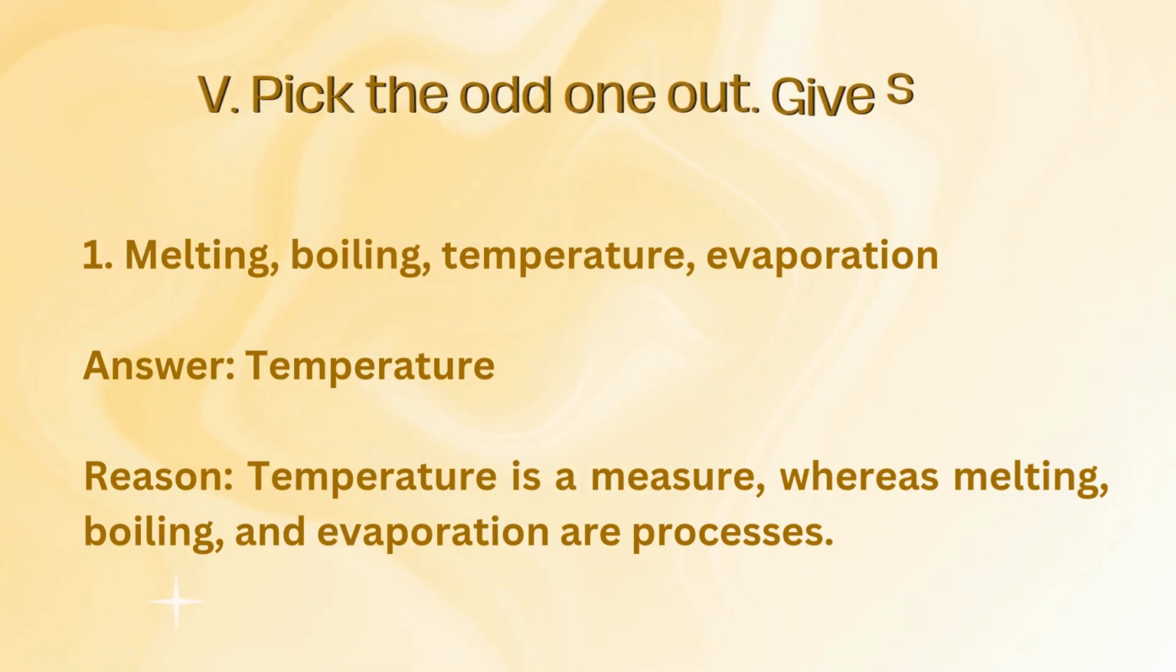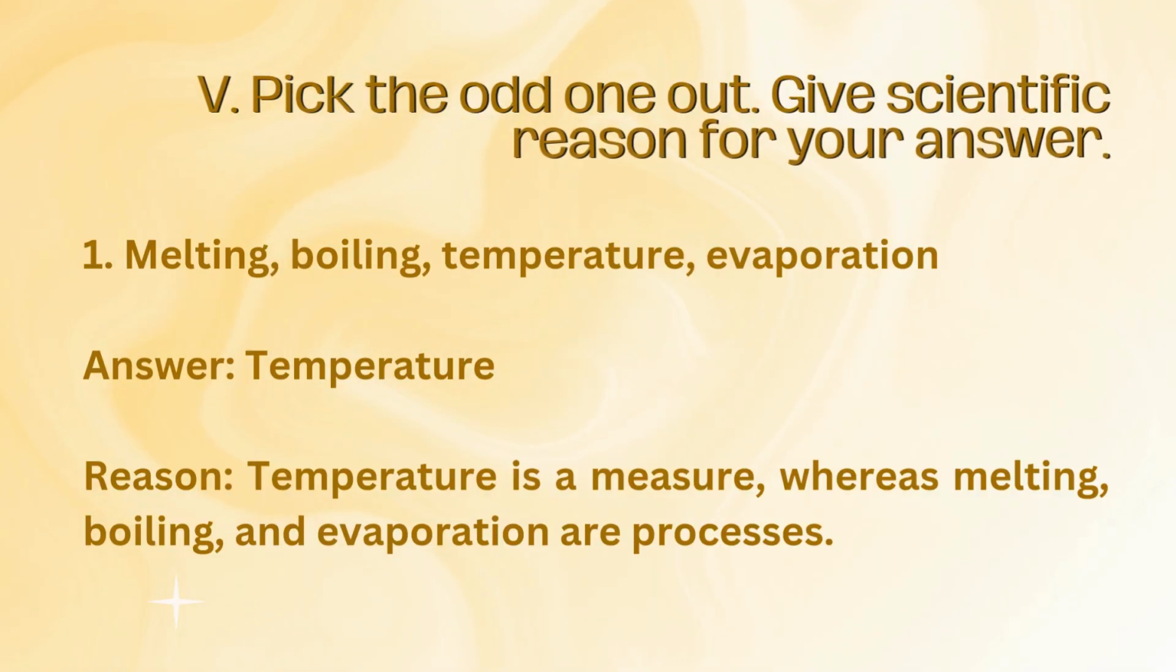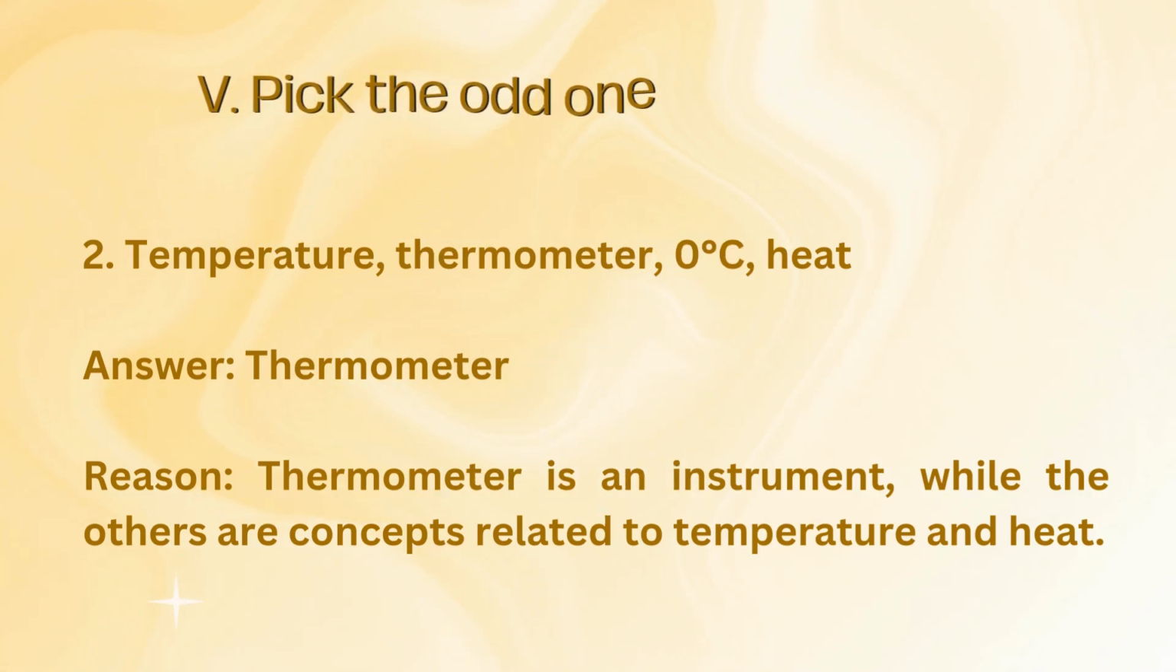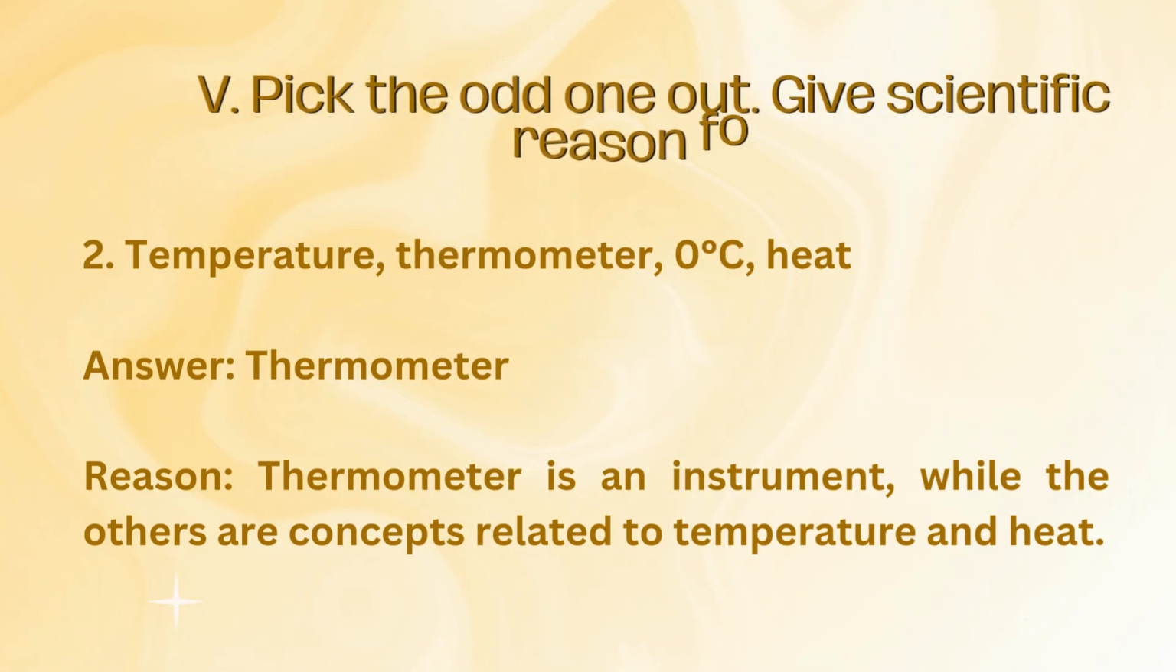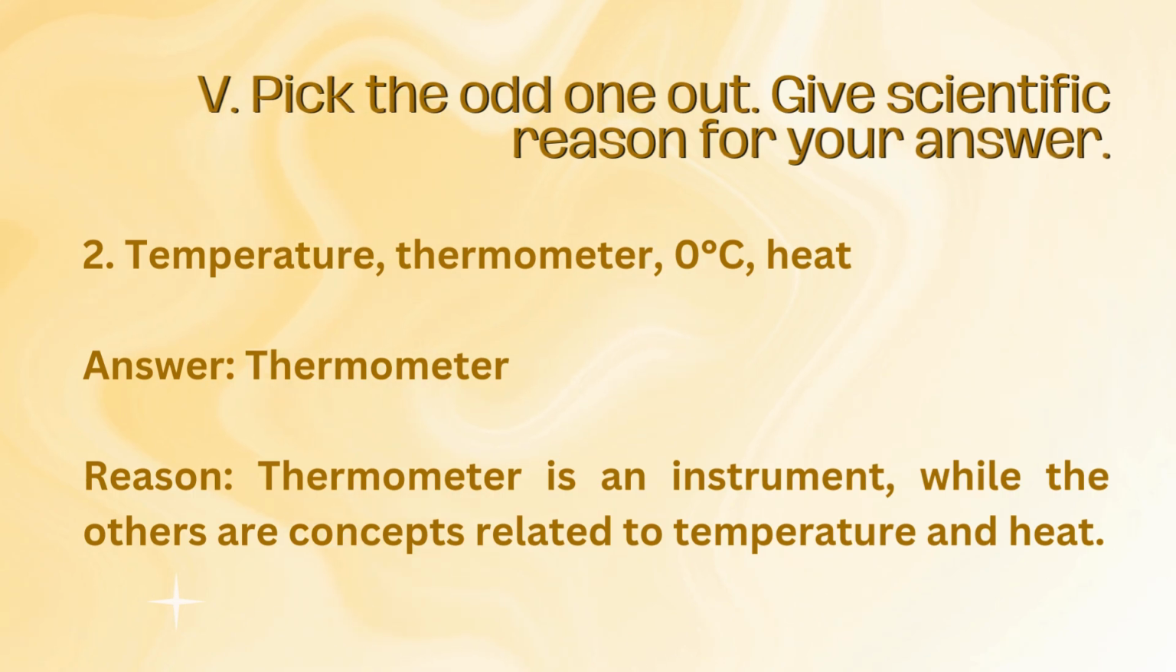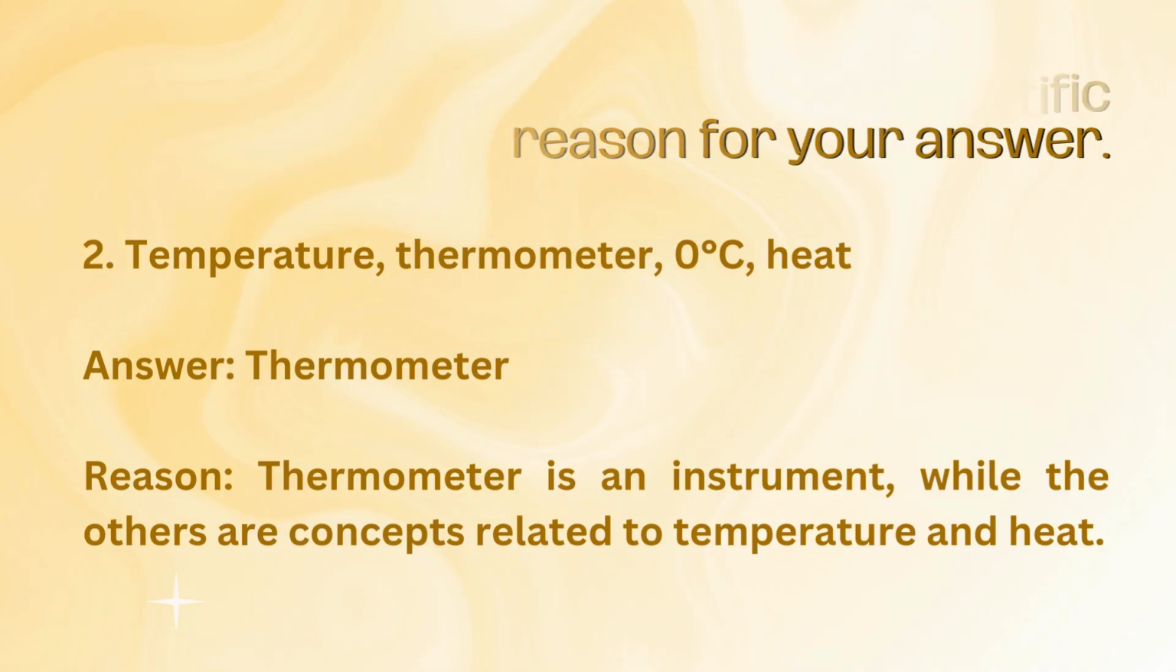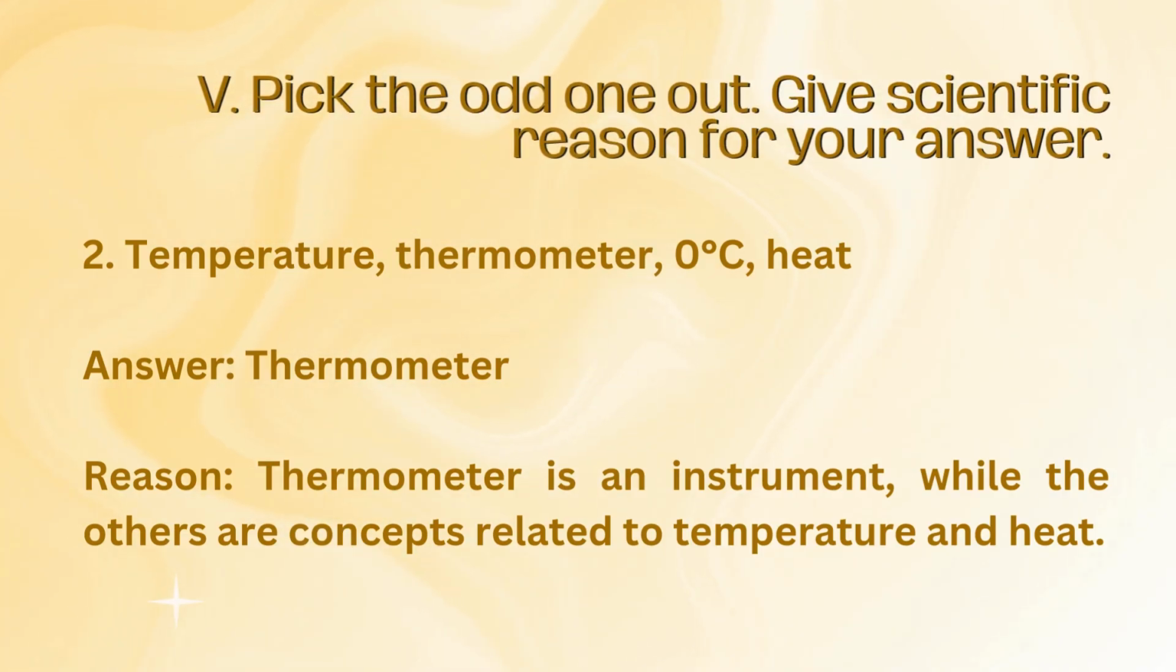Reason, temperature is a measure, whereas melting, boiling, and evaporation are processes. 2. Temperature, thermometer, 0 degrees Celsius, heat. Answer, thermometer. Reason, thermometer is an instrument, while the others are concepts related to temperature and heat.